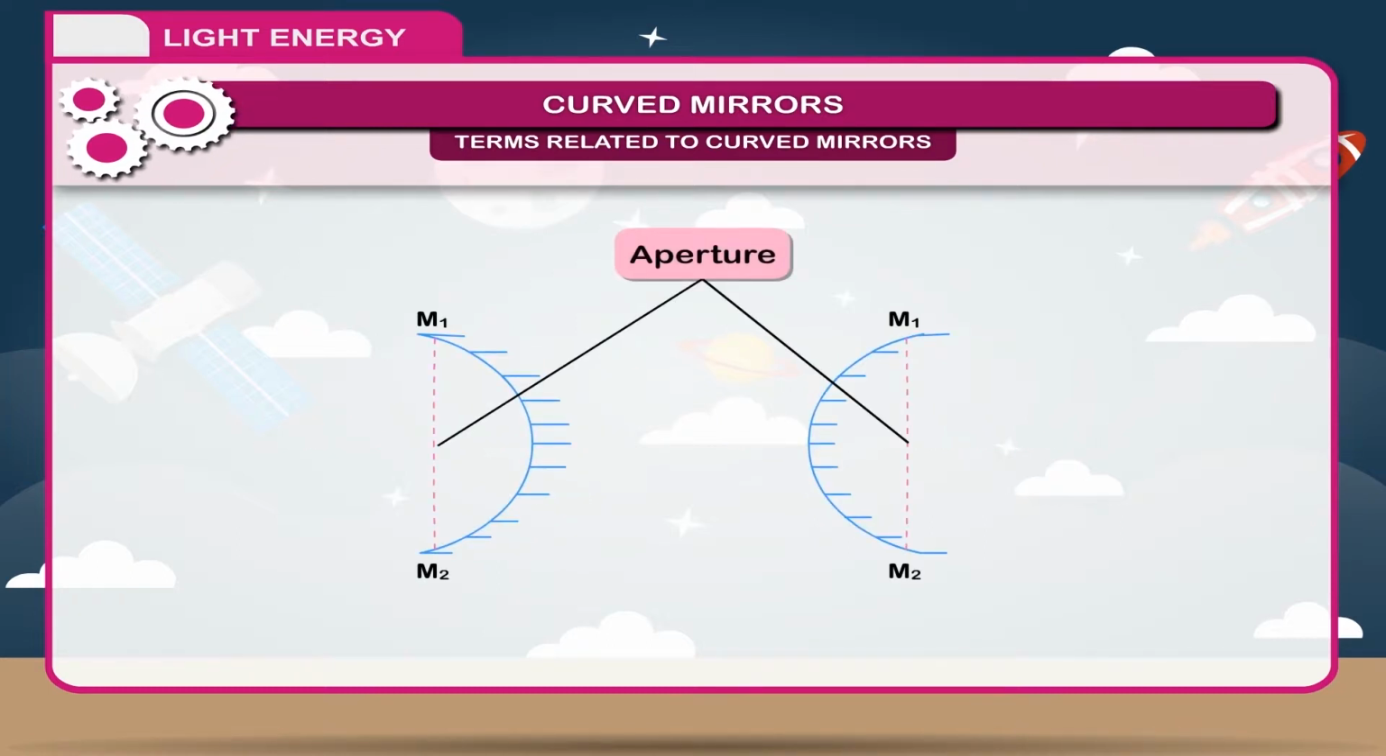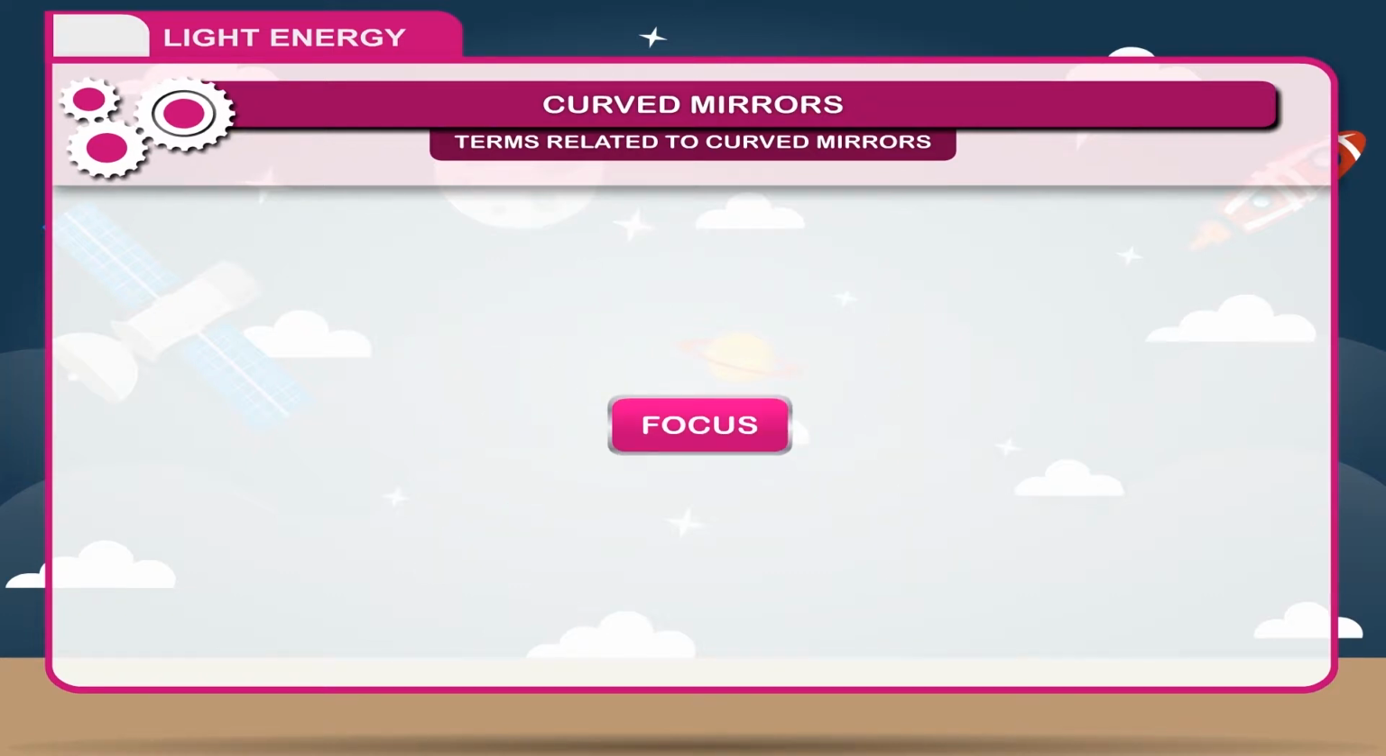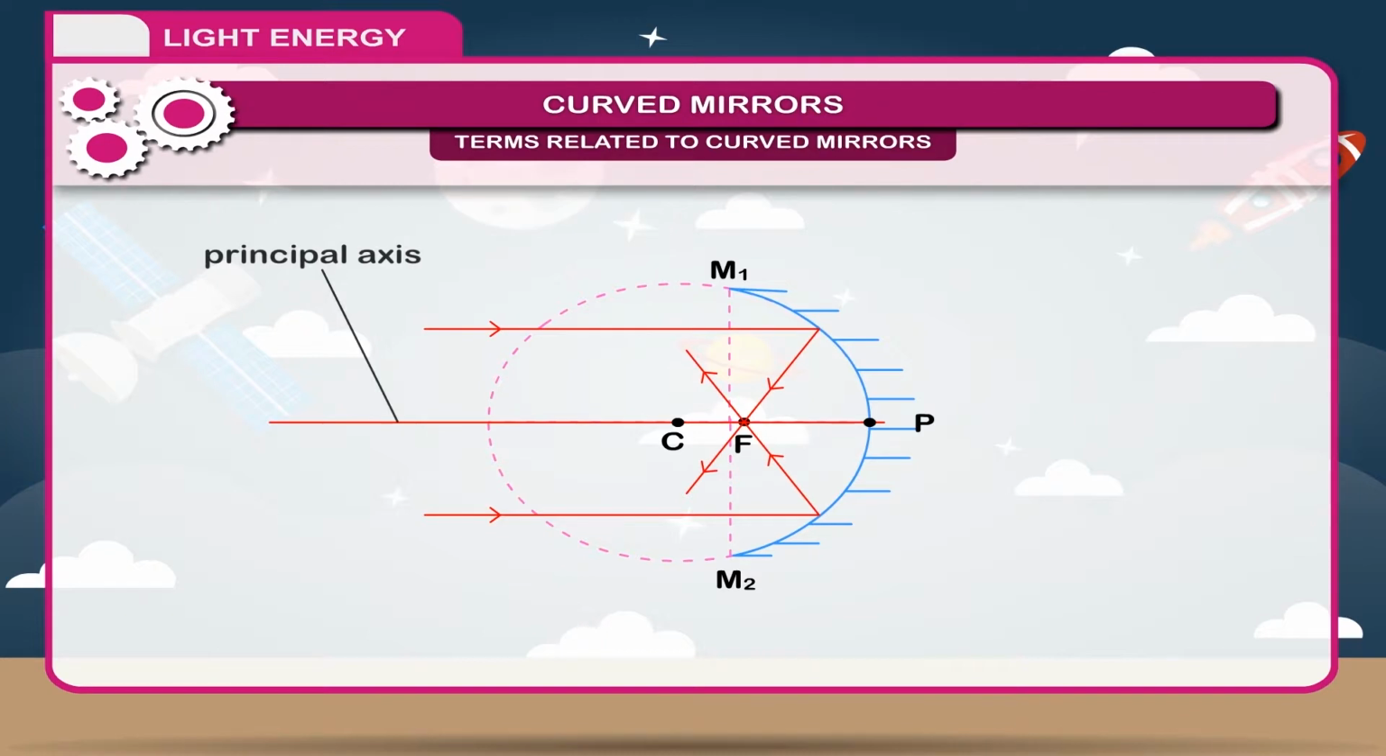Aperture. The largest line joining the extreme ends of a spherical mirror through which reflection takes place is called aperture. It is denoted by M1, M2. Focus. When the rays of light parallel to the principal axis strike a spherical mirror, and after reflection they either meet or appear to diverge from a point, the point is called the focus of the spherical mirror. It is denoted by F.